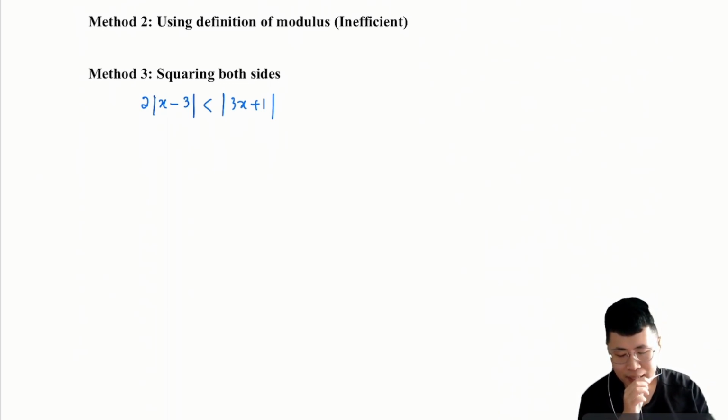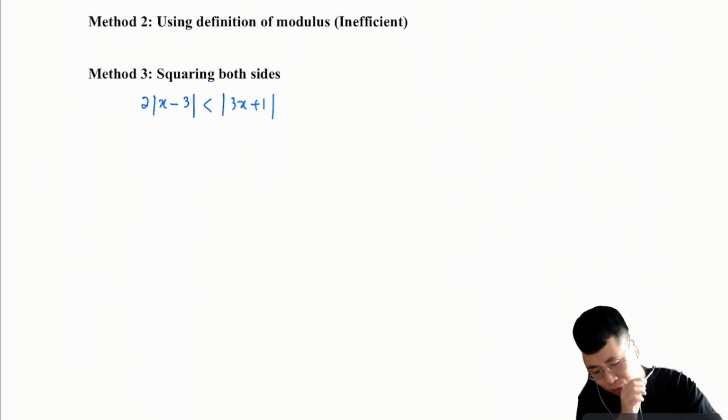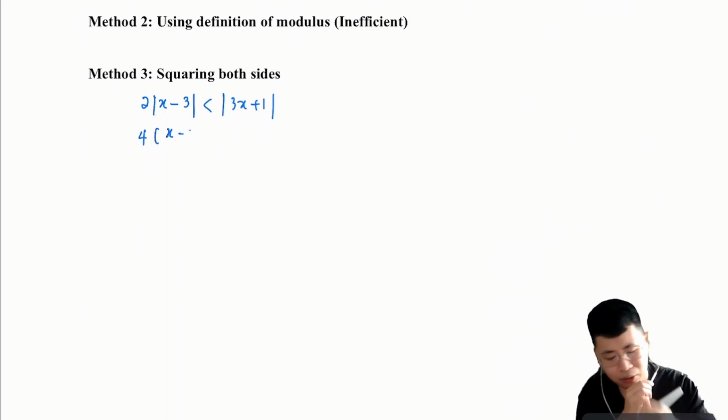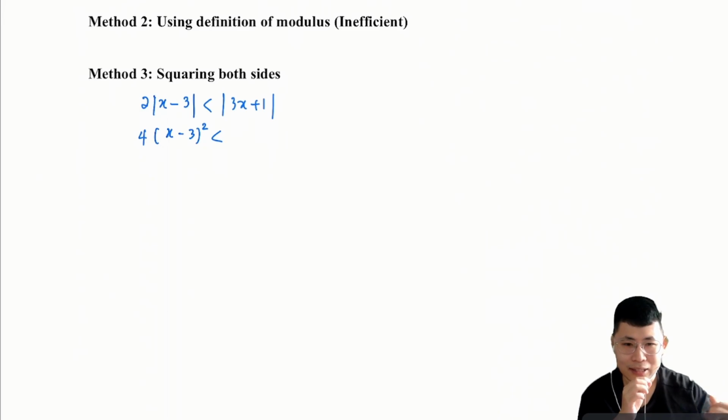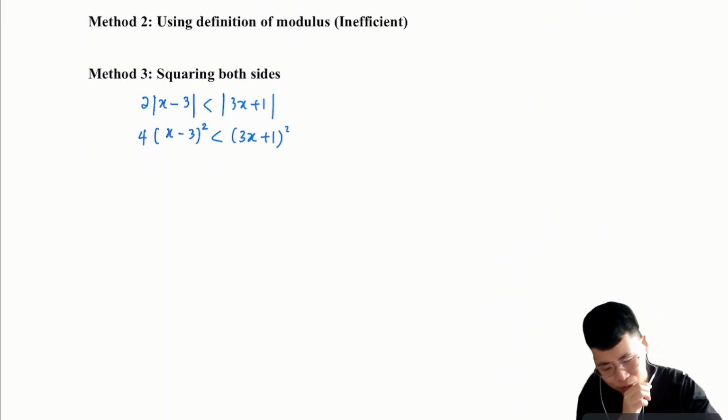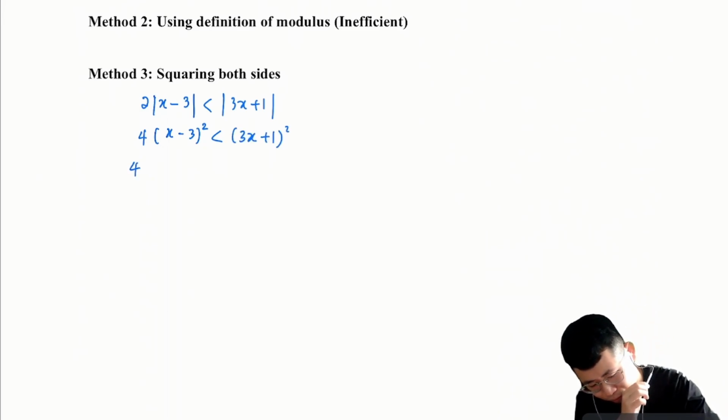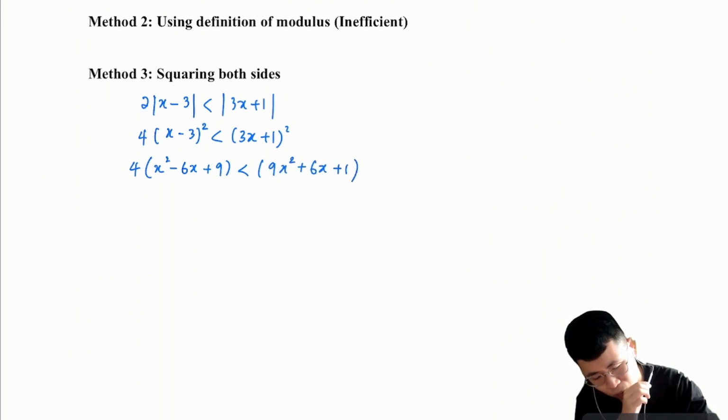Now, over here, what about squaring both sides? It still works. Let's say if you don't want the graphical method. Okay, so here let's expand. So be careful of the 4. Yeah, you need to square the 4. Yep, plus 9 less than 9x squared plus 6x plus 1.